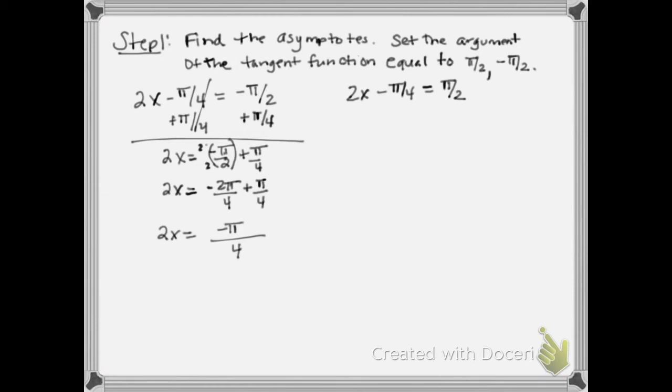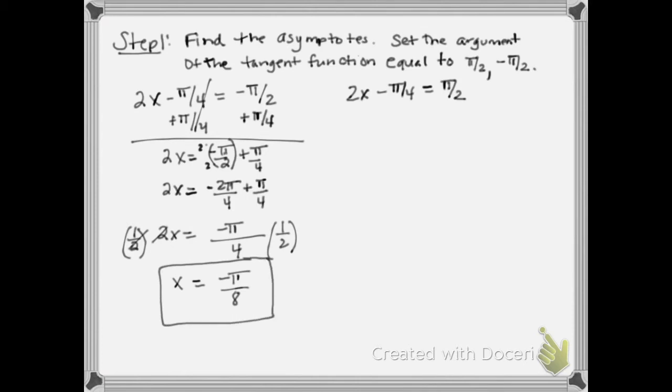Now I have to get rid of this 2, so I can divide both sides by 2. Normally I multiply by the reciprocal, 1/2, because I have a fraction on the right side. So I multiply this side by 1/2 and also this side by 1/2. 1/2 of 2 is 1, and 1 times x is x. Then I have negative pi times 1 is negative pi, and 4 times 2 is 8. So I have x is equal to negative pi over 8. Yes, that's a lot of work, I know.